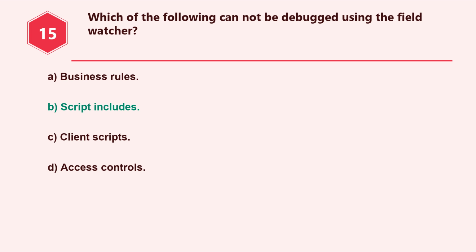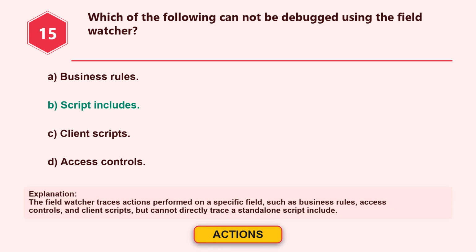The correct answer is option B. Script includes. The field watcher traces actions performed on a specific field, such as business rules, access controls, and client scripts, but cannot directly trace a standalone script include.